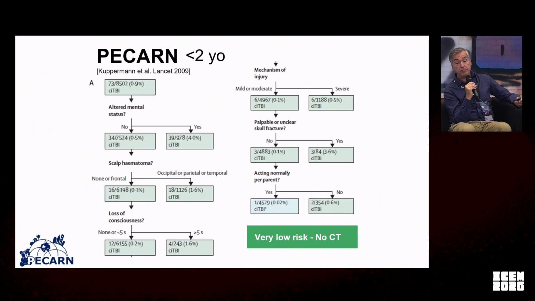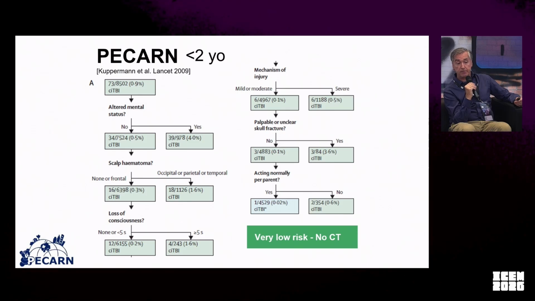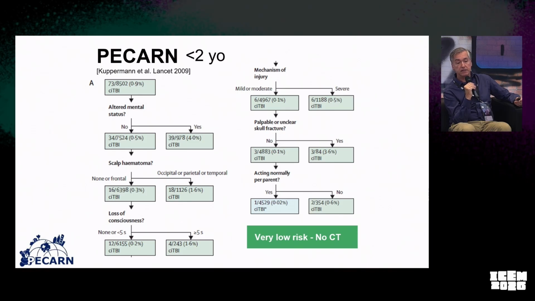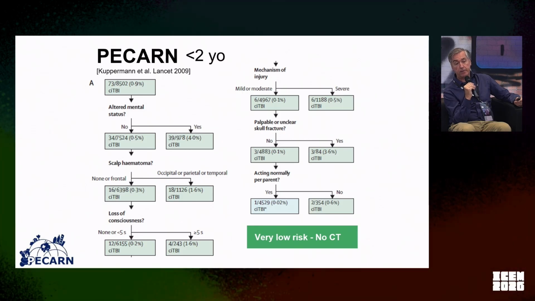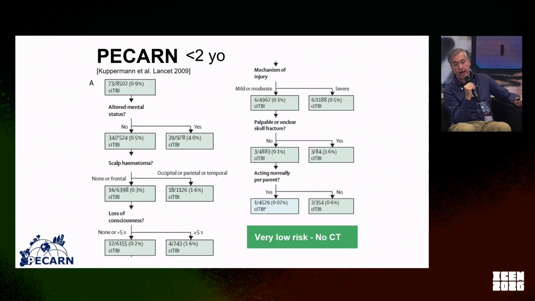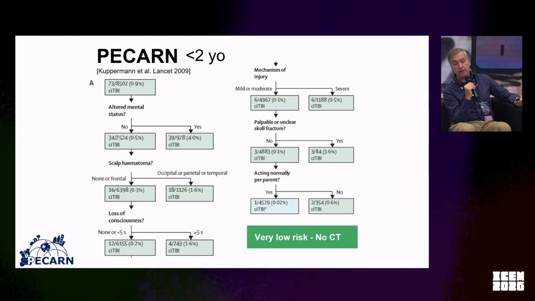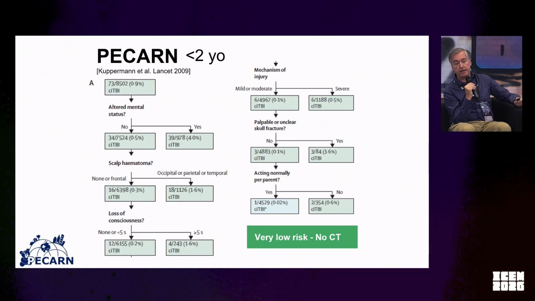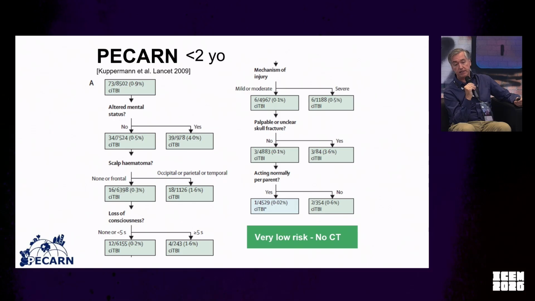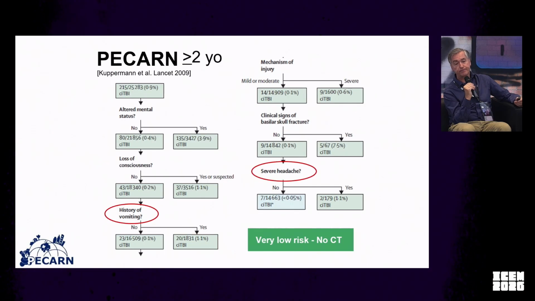years. And what it boils down to is, if all of these questions that they're asking are negative: did the patient have altered mental status? Was there an occipital, parietal, or temporal scalp hematoma? Was there loss of consciousness? Was there a high-risk mechanism of injury? Was there a palpable or unclear skull fracture? Was the patient acting normally or abnormally? If all of these questions were negative, then they had a very low risk of clinically important traumatic brain injury and didn't require a CT scan.